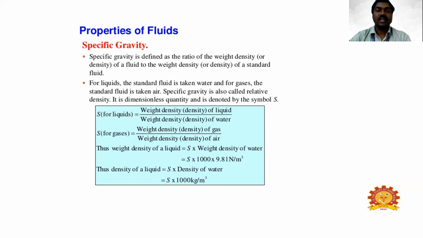Thus, the weight density of a liquid equals S into the weight density of water. That is S into 1000 Newton per meter cube. And the density of the liquid equals S into the density of water, which is S into 1000 kg per meter cube.